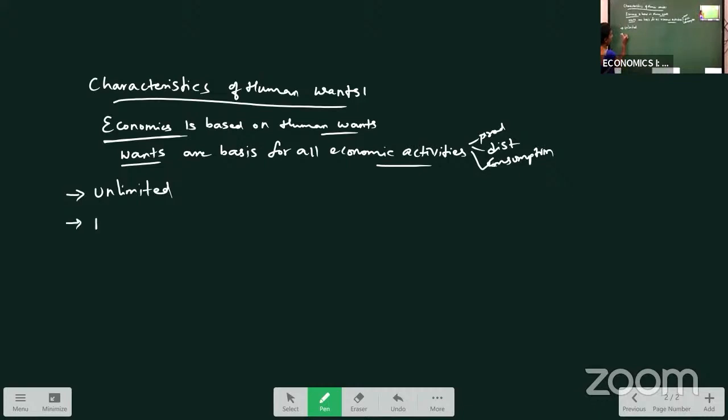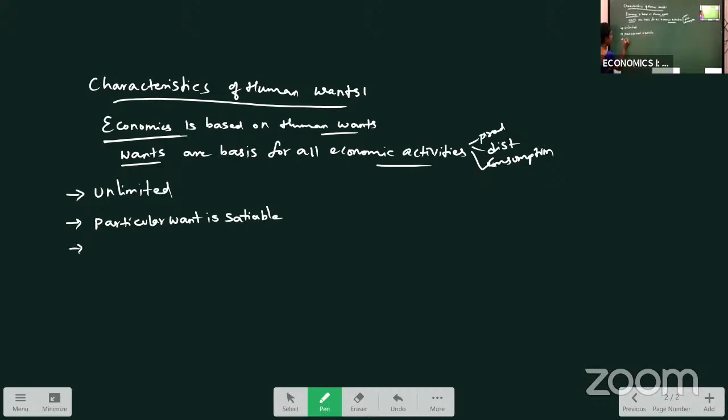Another feature is that a particular want is satiable. Satiable means what? At one particular time, only one want will be satisfied. For example, I'm feeling hungry and I'm feeling thirsty. Both at a time I can't take, right? Water and food I can't take at a time. Only one I can satisfy first, then the next one. So, a particular want is satiable.